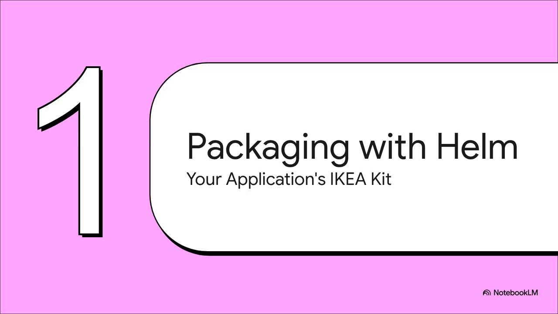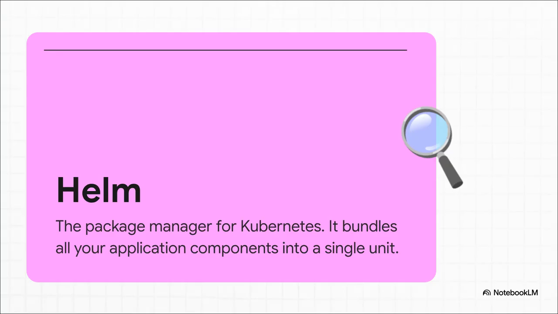Well, our first tool is something called Helm. And the best way to think about it is like an IKEA kit for your application. It packages up everything you need, all the parts, all the instructions, into one single manageable box. At its core, Helm is the package manager for Kubernetes. And Kubernetes, as you probably know, is pretty much the industry standard for running and managing modern applications.